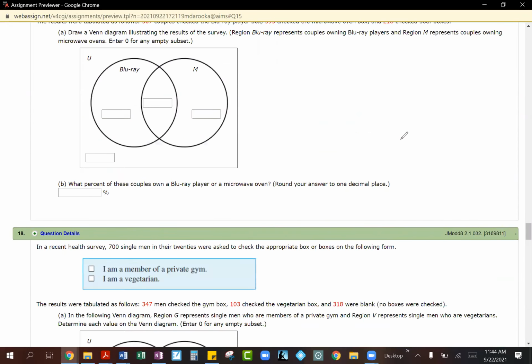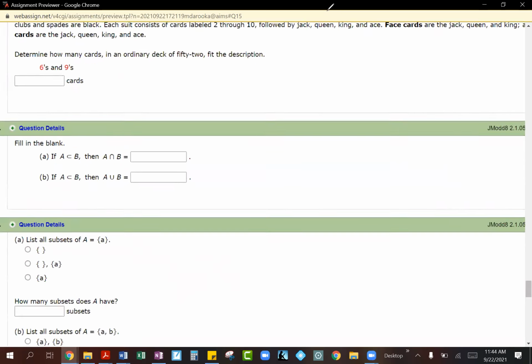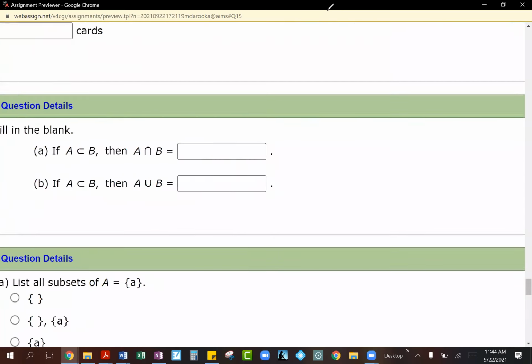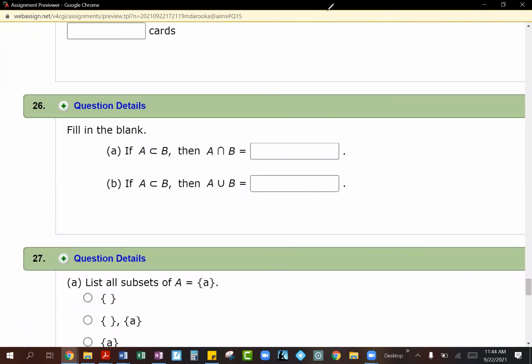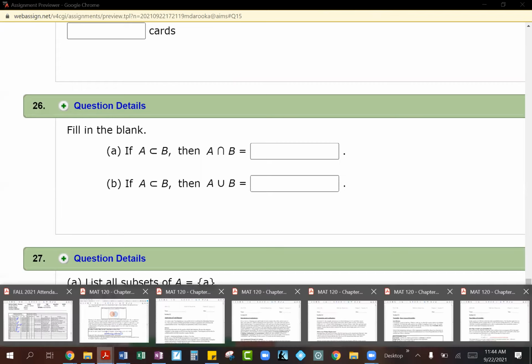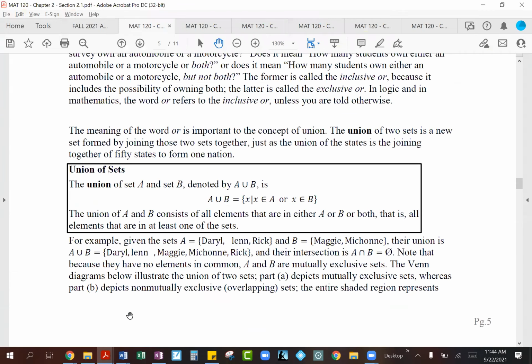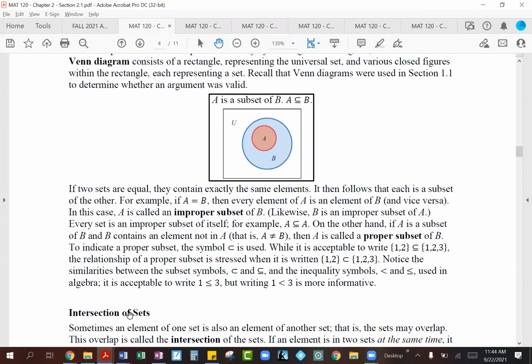What is 26? Oh, okay, 26. So they are telling us A is a subset of B, and then they want to know what would A intersect B look like, and same thing in part B, but they're going with union. So A is a subset of B. So let's think about this. If they're talking about proper subset over here, and just to again familiarize you with that symbolism.